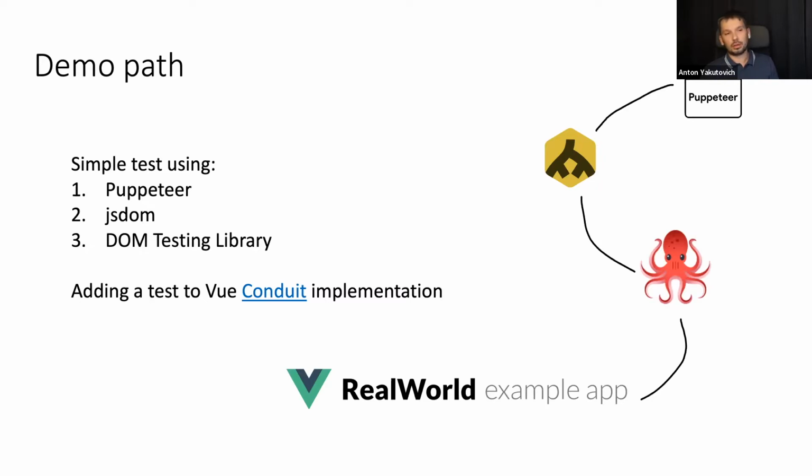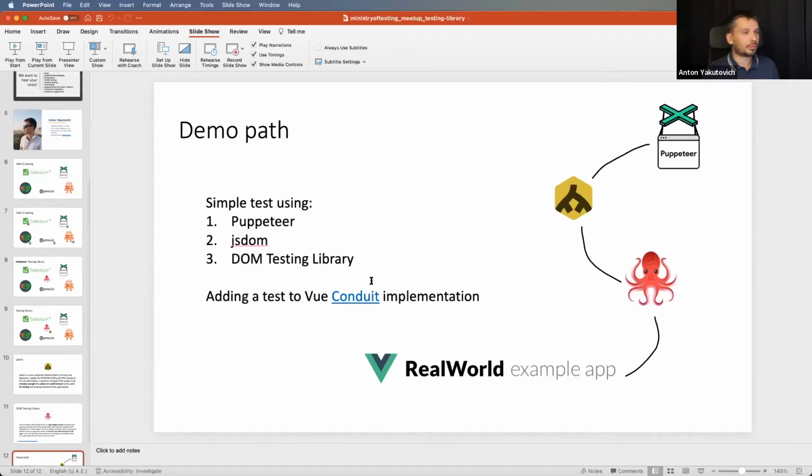We already talked about it. I will use a real world example app. It's basically a clone of the medium.com application that is written using Vue.js. It's a popular framework from the NodeJS community. So we can start now.